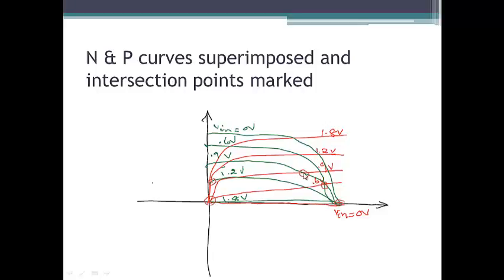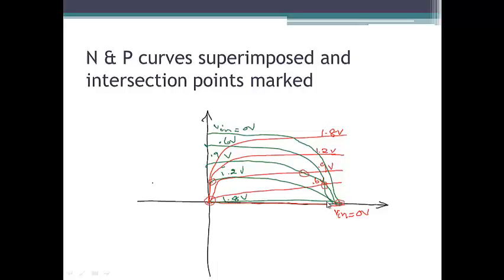Okay, so now this point refers to Vn equal to 0.9 volts. So for 0.9 volts, I am getting a voltage here, and this point refers to Vn equal to 1.2 volts. So if Vn is equal to 1.2 volts, my output falls down. Okay, the output is this axis, so it comes near 0.